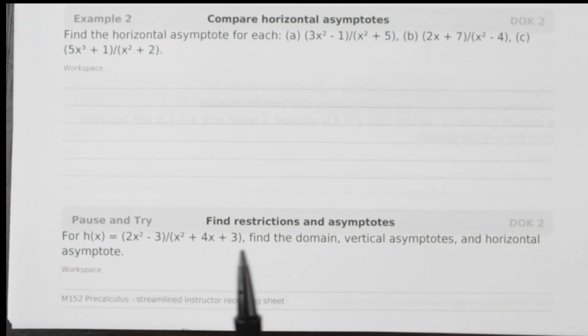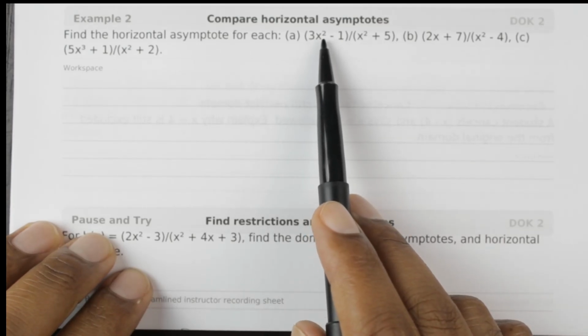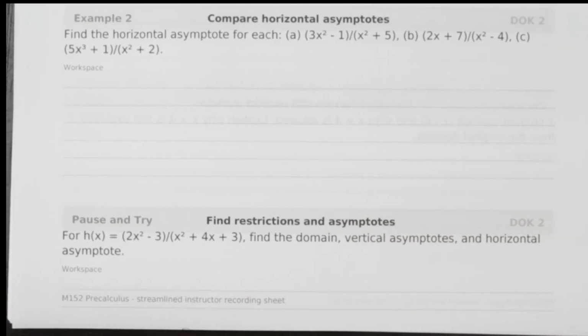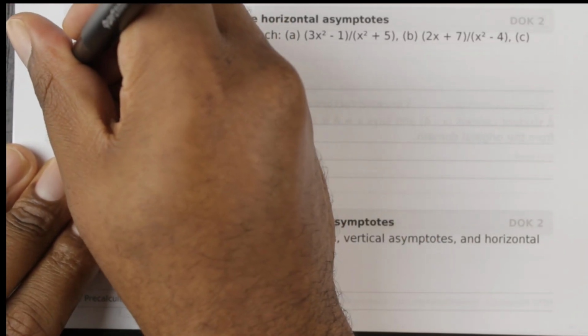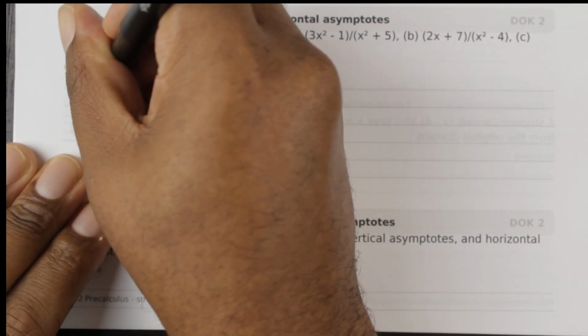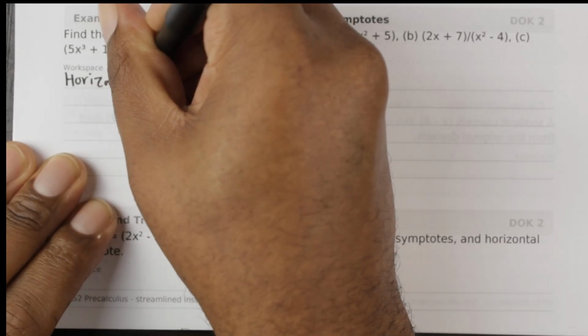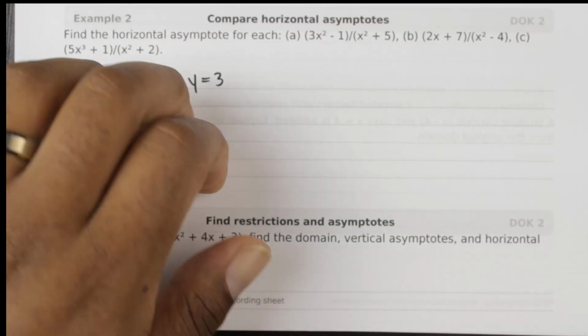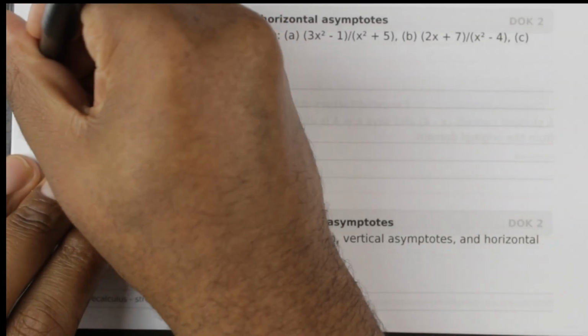The numerator has a degree of 2, and the denominator also has a degree of 2. So the degrees are equal. So the horizontal asymptote is the ratio of leading coefficients. If the leading coefficients are 3 and 1, the horizontal asymptote is y is equal to 3. This is for part A.